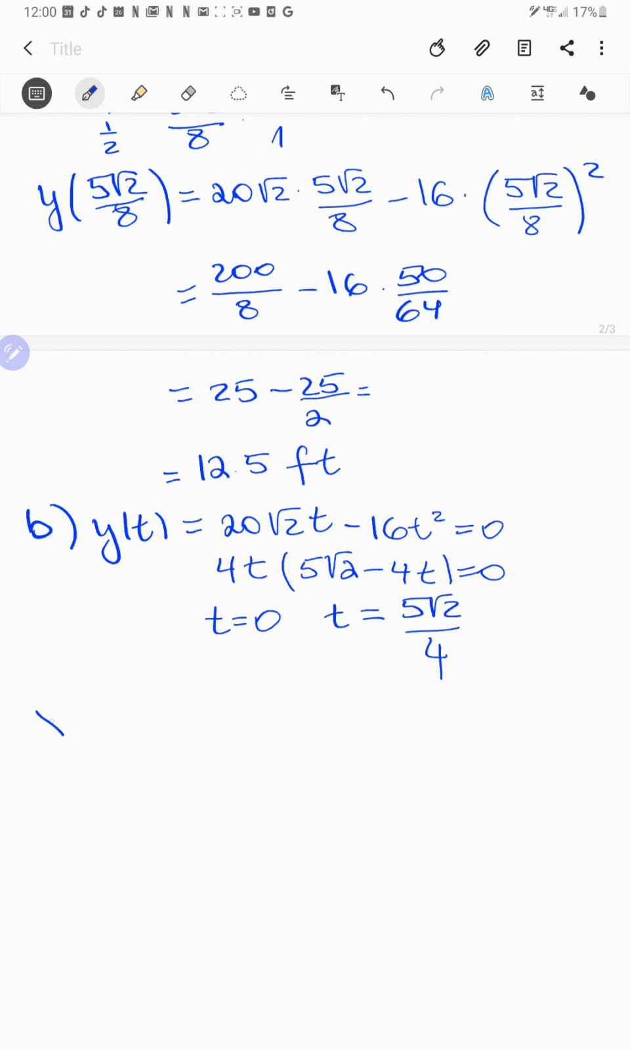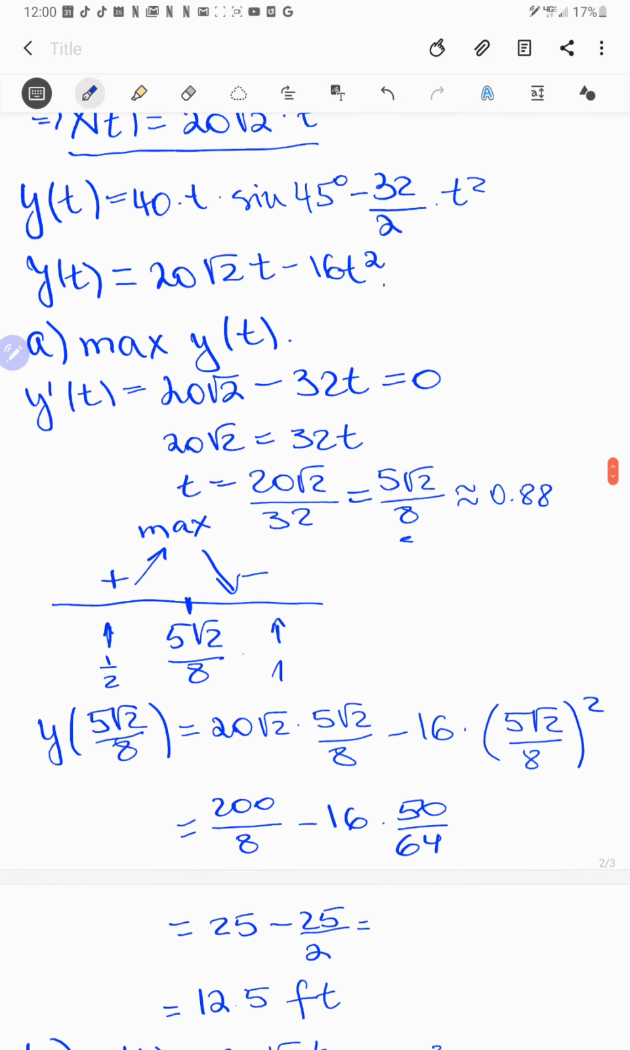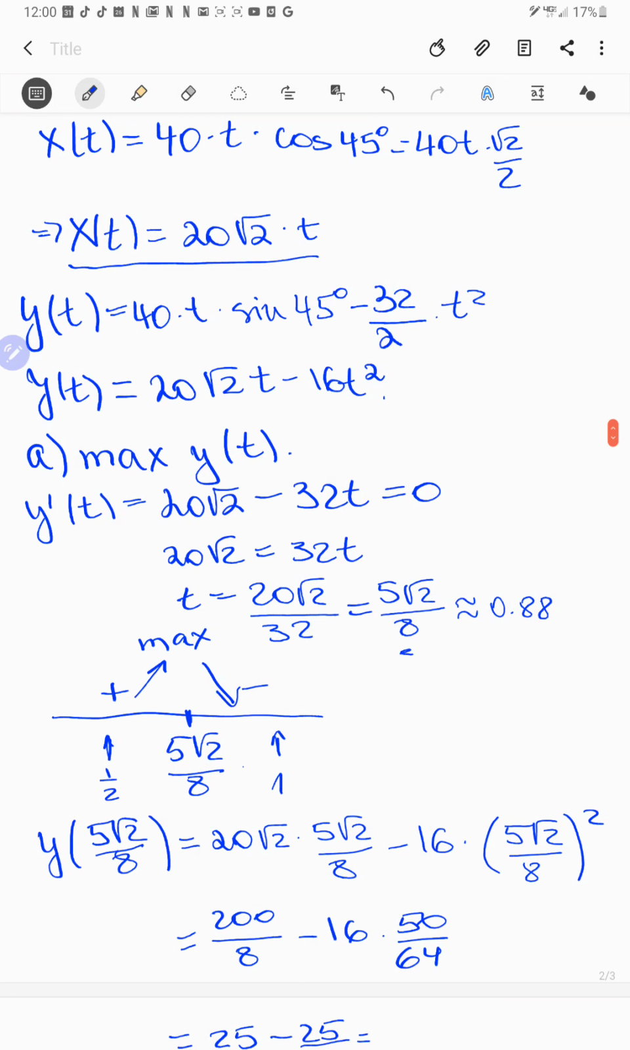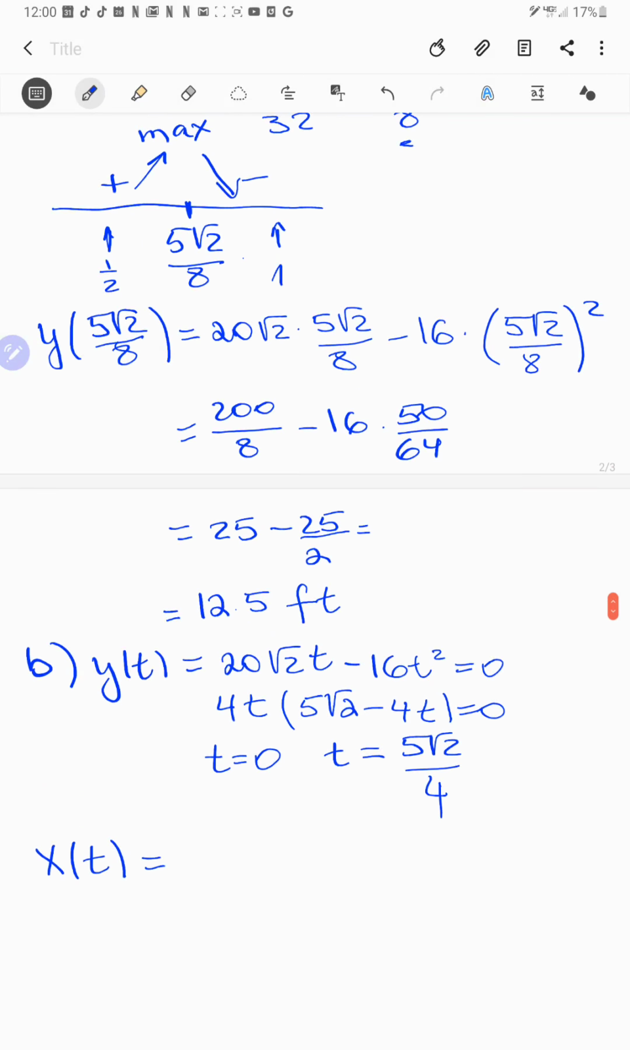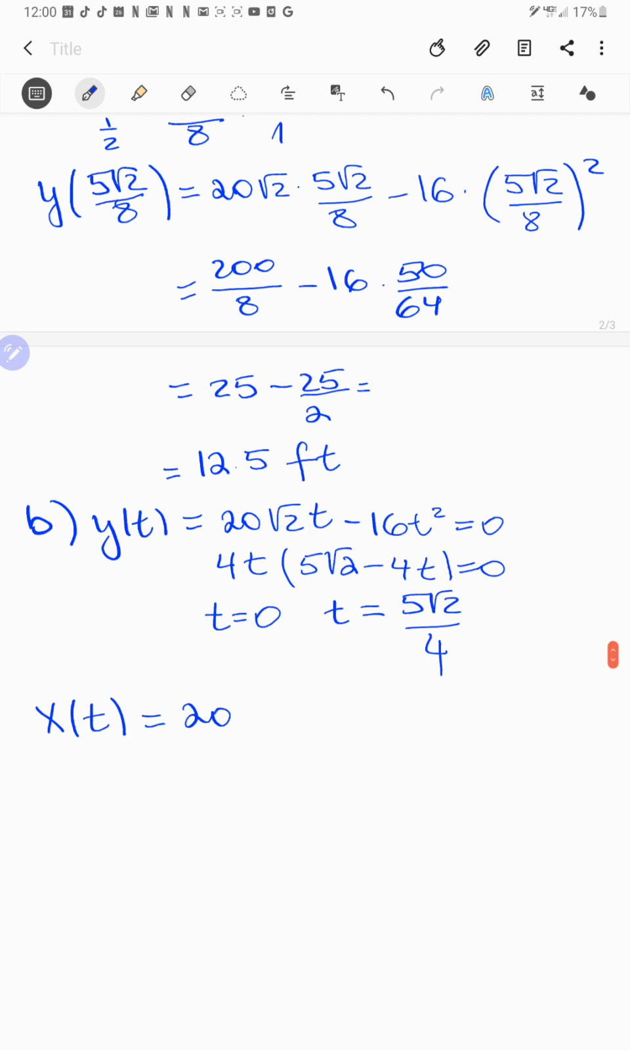And again, we are plugging this into the x function that gives us the displacement in the x direction, which was 20 square root of 2 times t. And solving that, we get 50 feet in the x direction. And this is the solution for question 8 from chapter 5.4.